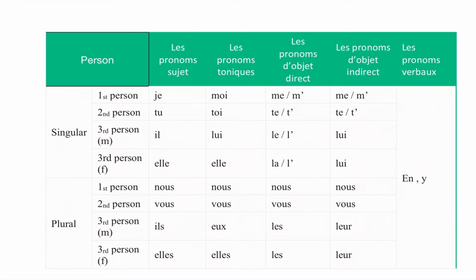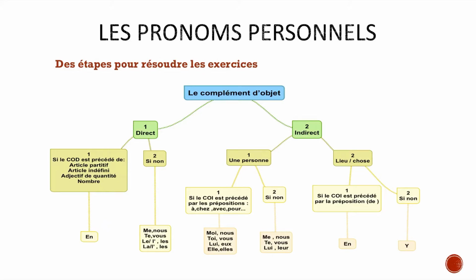As we saw in the last episode, we reviewed the 5 types of pronouns that are summarized in this table. Les pronoms sujets, les pronoms toniques, les pronoms d'objet direct, les pronoms d'objet indirect, and les pronoms verbaux. Now, as you see in front of you, you have a mind map. With this mind map, you will be able to solve any sentence you have in your homework.